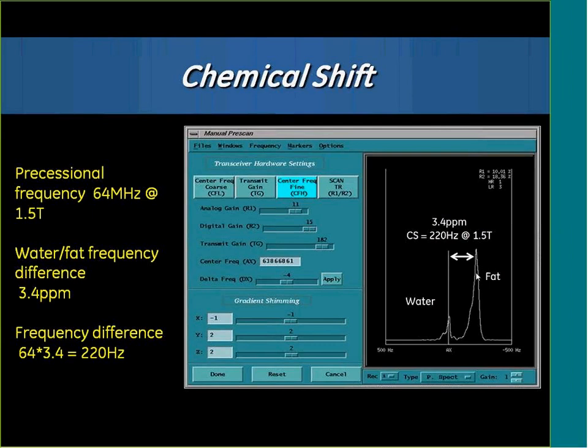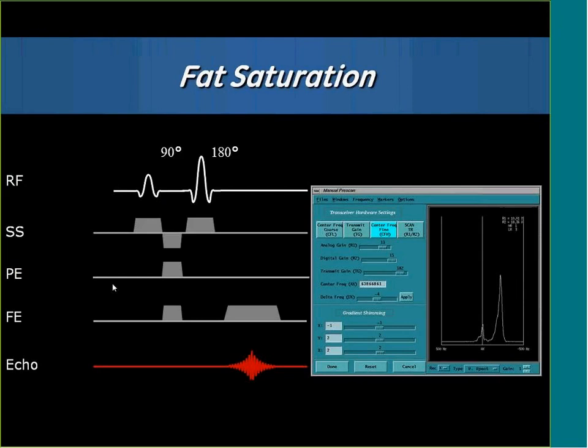So normally we talk about this difference in parts per million, so it's 3.4 parts per million, and at 64 megahertz, the mega cancels with the parts per million, so 64 times 3.4 gives us our 220 hertz difference. And what we've done here is we've applied a fat saturation technique, and the fat saturation technique is an additional RF pulse that gets applied prior to your imaging sequence.